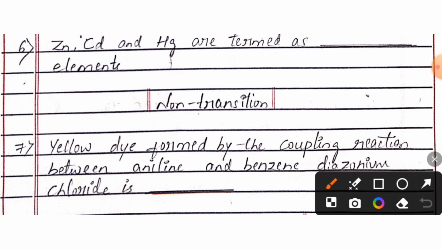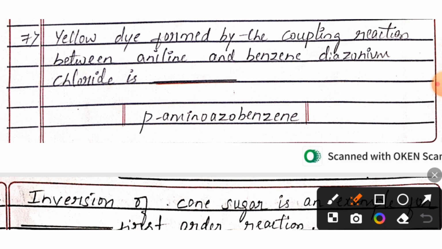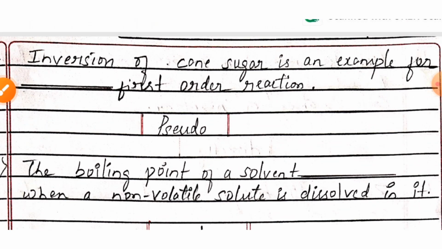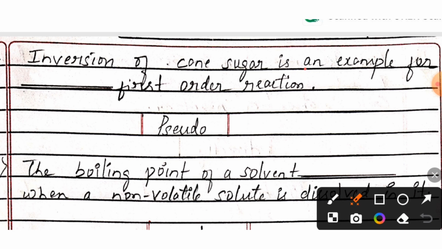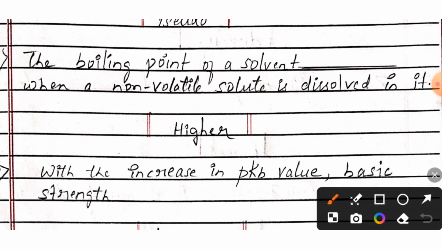Zinc, cadmium and mercury are termed as dash elements. Non-transition. Yellow dye formed by the coupling reaction between aniline and benzene diazonium chloride is para-amino-azobenzene. Inversion of cane sugar is an example for dash first order reaction. Pseudo. The boiling point of a solvent dash when a non-volatile solute is dissolved in it.